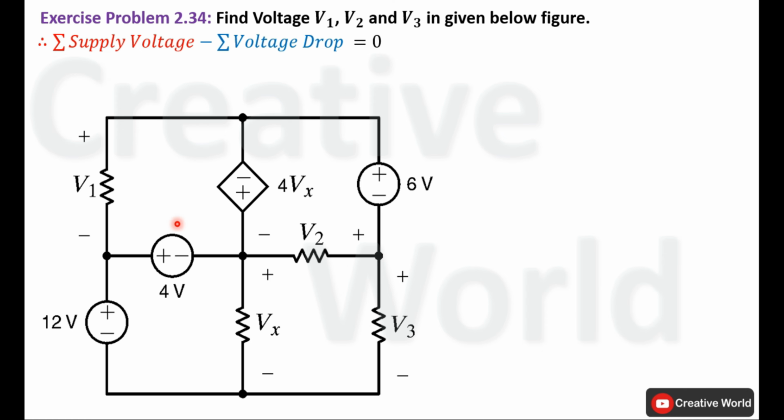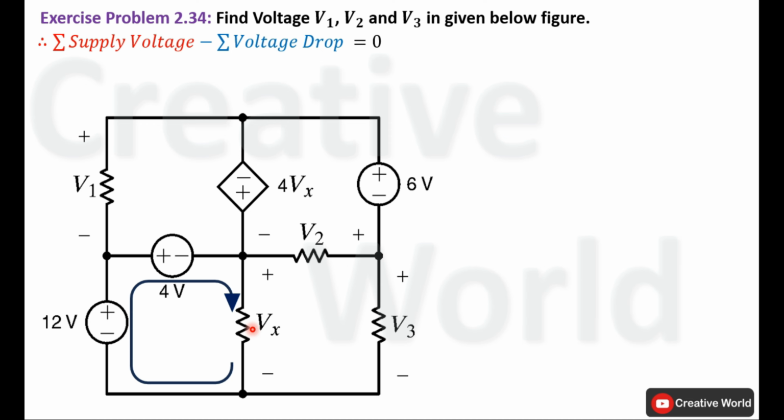Inside this circuit there are multiple closed loops, but our concerning loops will be these four loops. We will start from here. First we have to identify the direction of current inside this circuit. I am taking the direction of current clockwise. You may take counterclockwise as well. Now start writing the KVL equation for this closed loop.